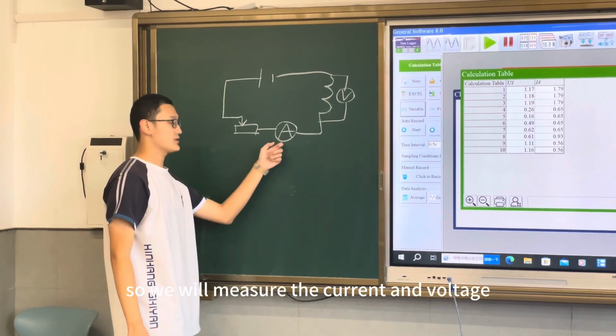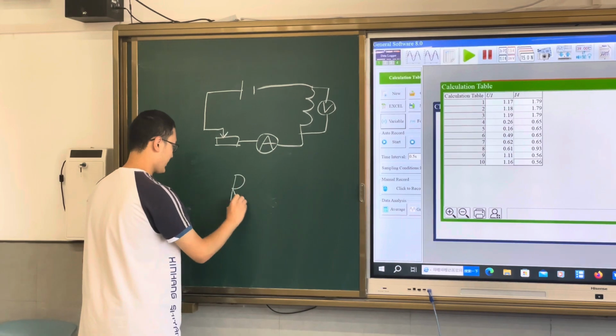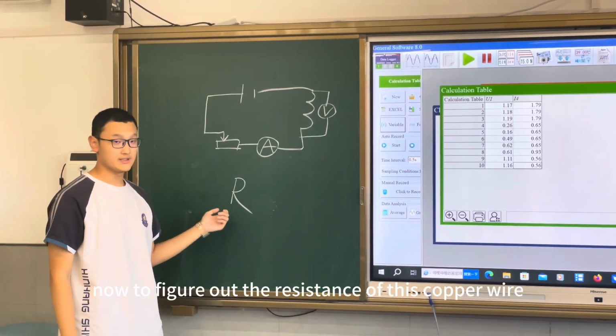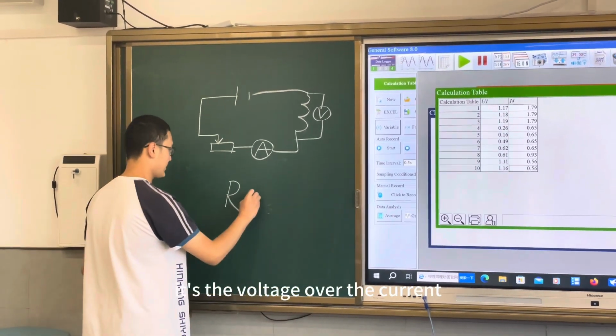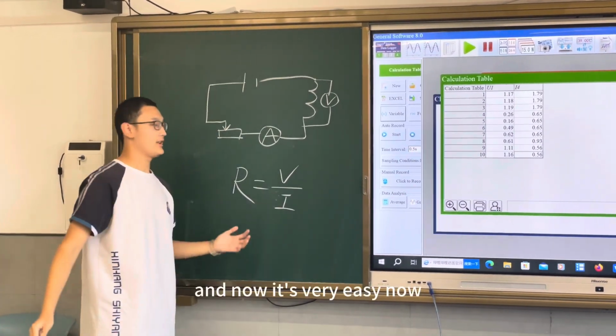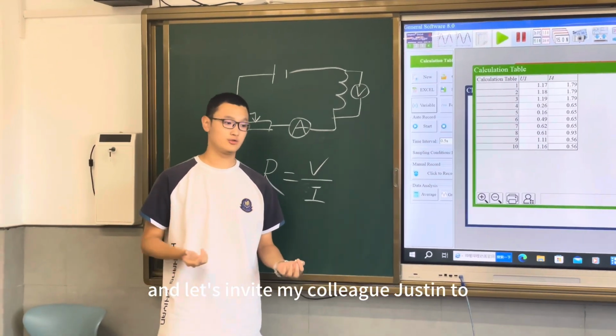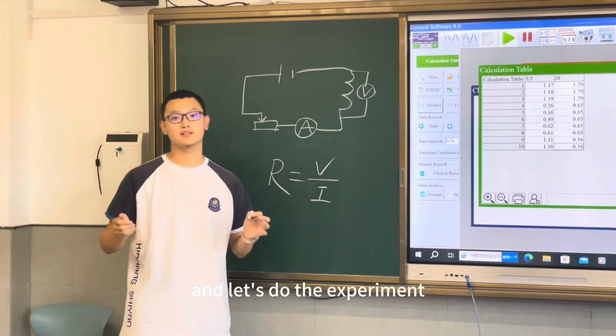So we will measure the current and voltage, to figure out the resistance of this copper wire. It's the voltage over the current. Now it's very easy, and let's invite my colleague Justin to introduce the components, and let's do the experiment.